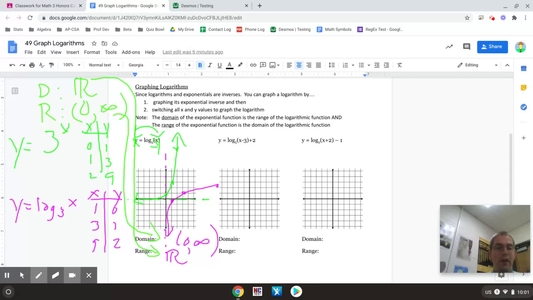Now, of course, you can always do these in Desmos to test, and we'll go over that in the next video, how you can get these answers with Desmos, but I just wanted to show you how to do it algebraically, and we'll practice a little bit more both ways on the next video.